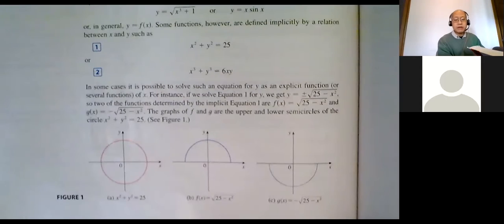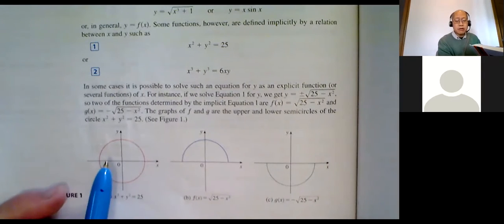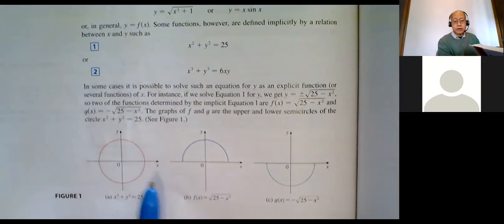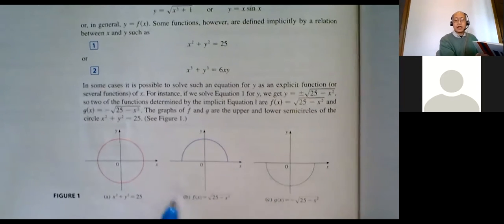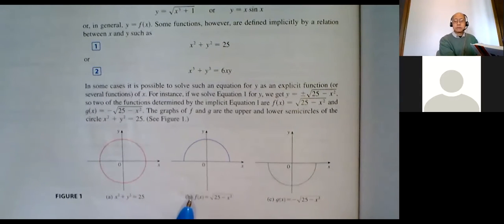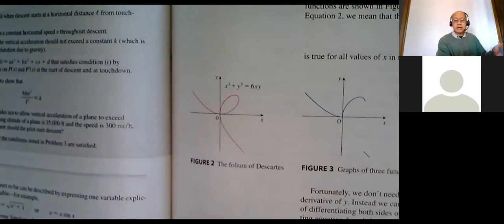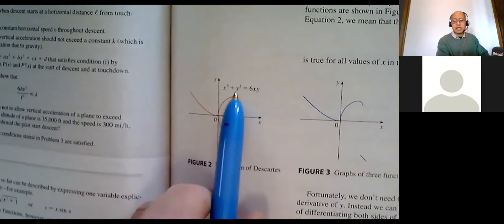One way around it is that you could split up the graph into functions. For instance, for a circle, we can split it into an upper half and lower half, and then you can write it as a function. That might be possible, it might not be possible. This one is pretty much hopeless to try to solve for y very easily.